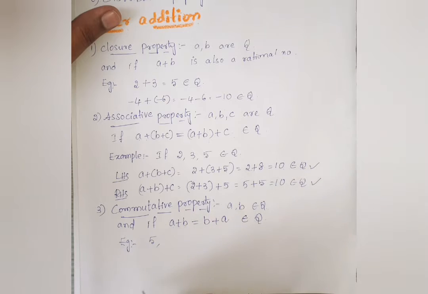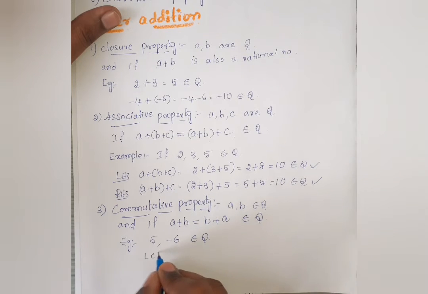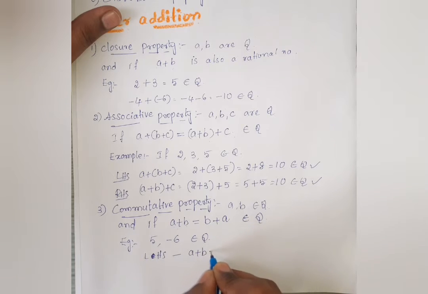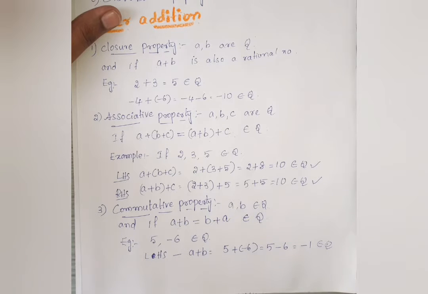Suppose 5 and minus 6, they belong to Q. Let me first take the LHS side, that is a plus b. So let me take 5 plus minus 6. 5 minus 6, how much? Minus 1, which belongs to rational numbers.